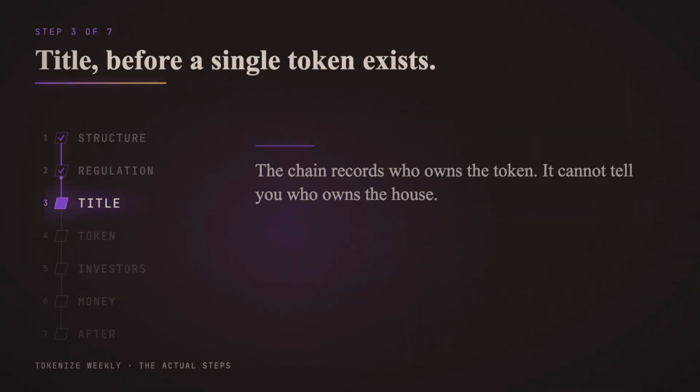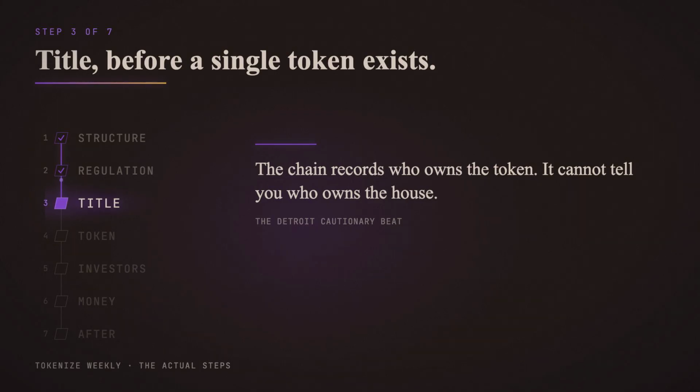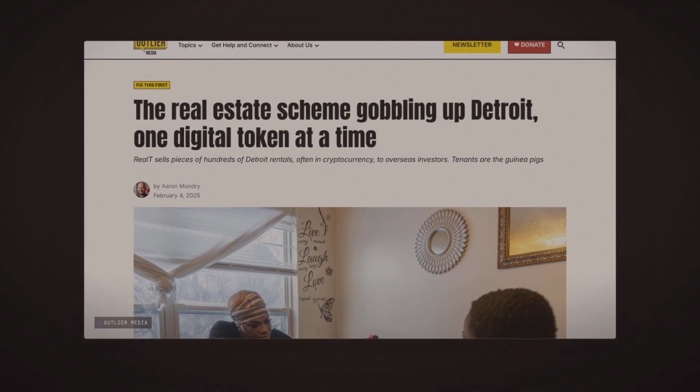Before anything is minted, legal title has to actually move into the issuing vehicle, and it has to be recorded wherever the law says ownership is recorded. For real property, that is a county land record, not a blockchain. You have seen what skipping this looks like.